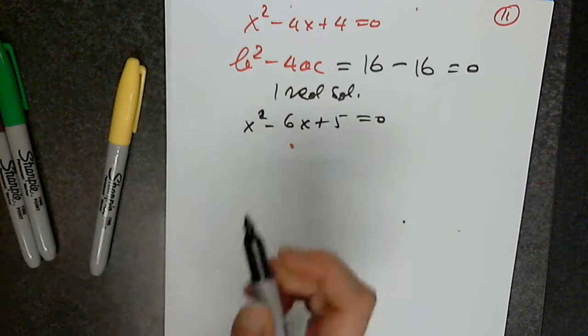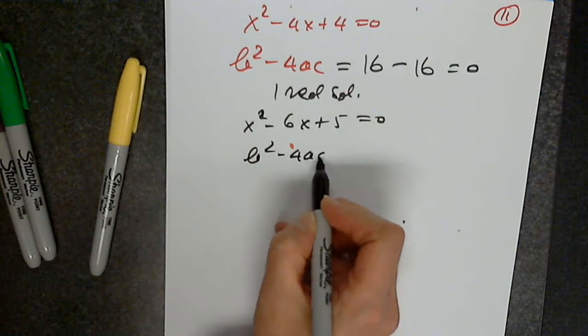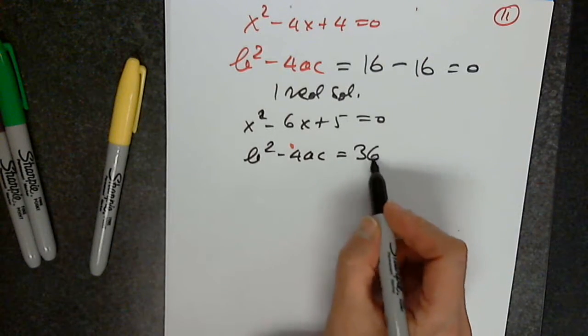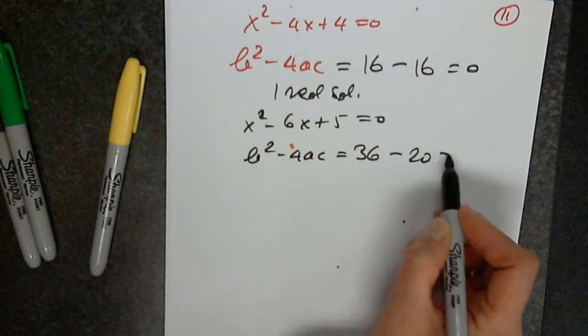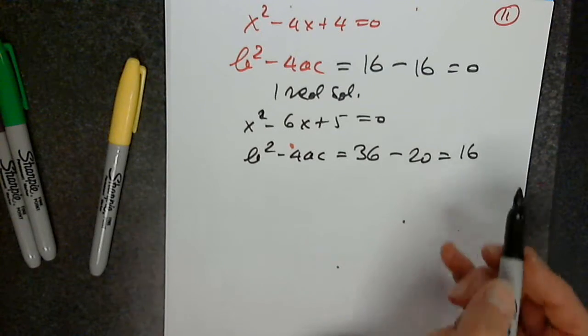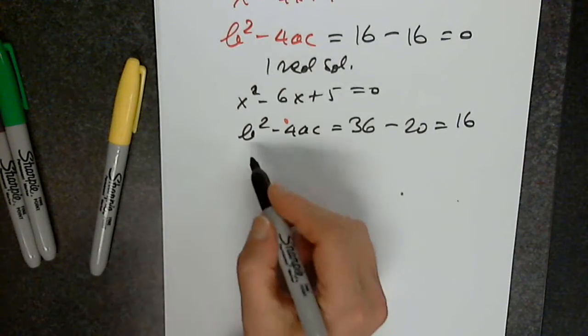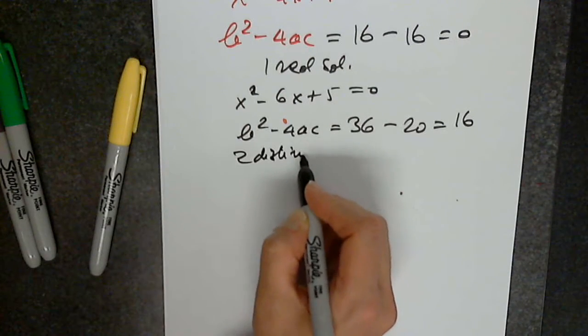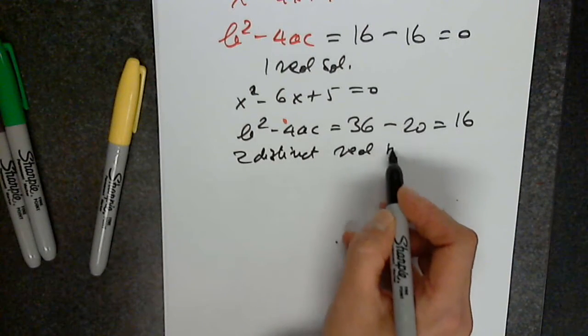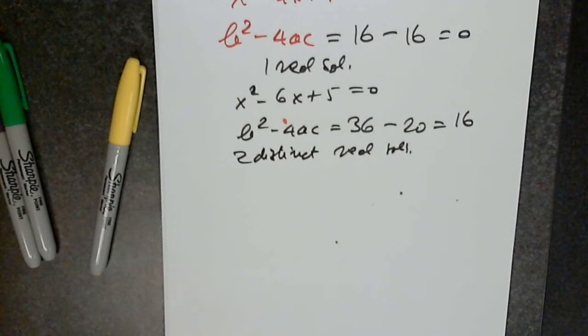Say it again. So b squared minus 4ac, yes, is 36 minus. So this is good. What would you conclude? Two distinct real solutions.